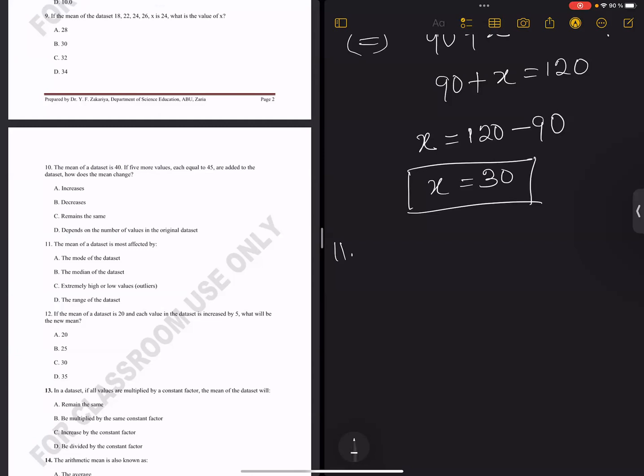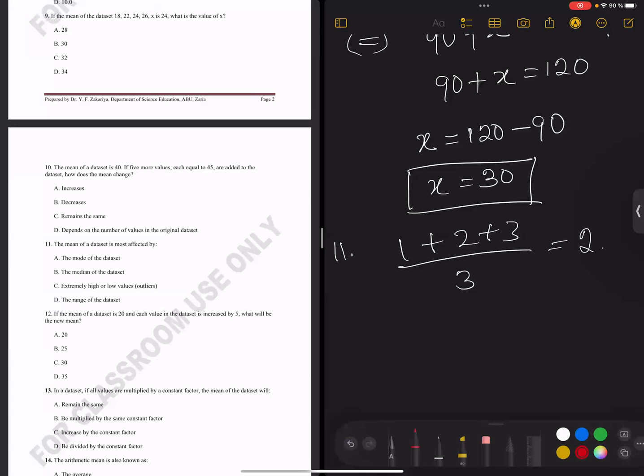Let us pick a simple example. What is the mean of 1, 2, and 3? The mean is just the sum divided by 3, which is 6 over 3, which is 2. Now just imagine that while entering these data, you made a mistake. Instead of 3 in your data set, you put 30. So what is now the new mean? 1 plus 2 plus 30 divided by 3. Can you see how big the difference is?